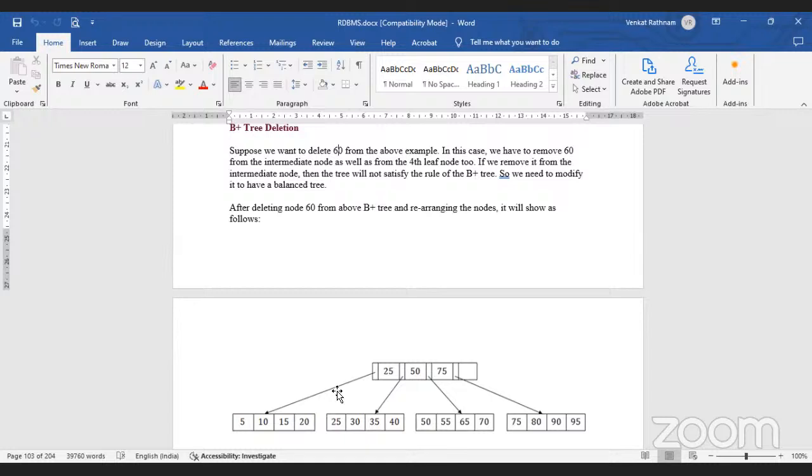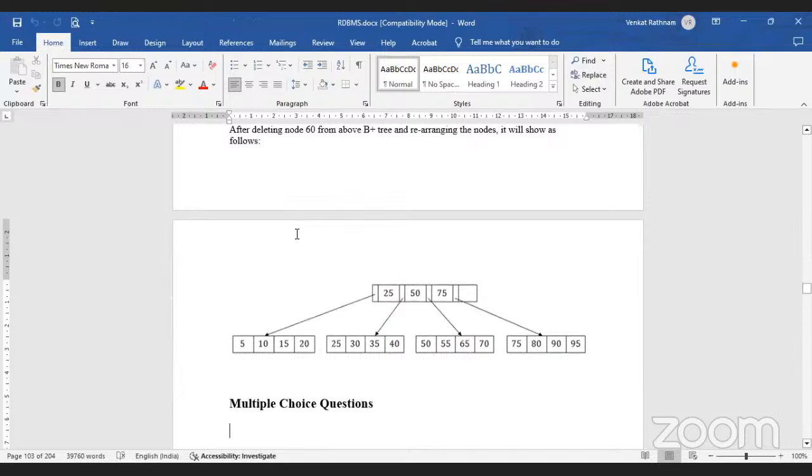Like that here also, if you want to delete one value from the B plus tree, first you find the root node. Based upon that, you move to that value and remove it from the leaf node. If that leaf node becomes empty, then you can delete the root node also. This is the logic behind the deletion in a B plus tree.